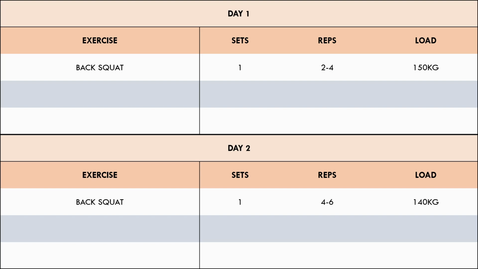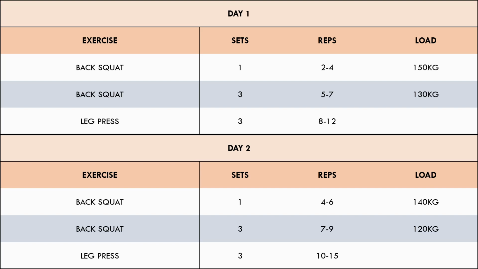After the first set, an additional 3 back off sets have been programmed with a load drop of 20 kilos on each day. This will allow the trainee to perform sets of around 5 to 7 on day 1 and around 7 to 9 reps on day 2. These back off sets can allow additional hypertrophy gains without the excessive stress of lifting heavy loads. Then finally, an additional 3 sets of leg press have been programmed for extra volume to make up the total amount of 14 sets that was required.